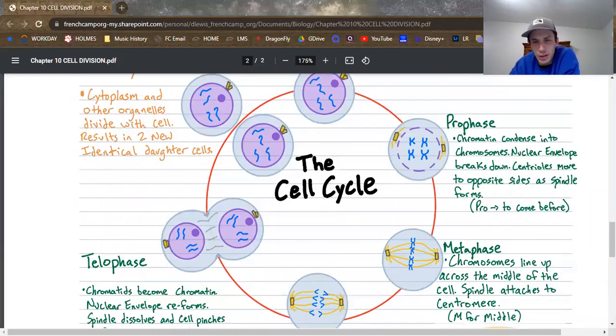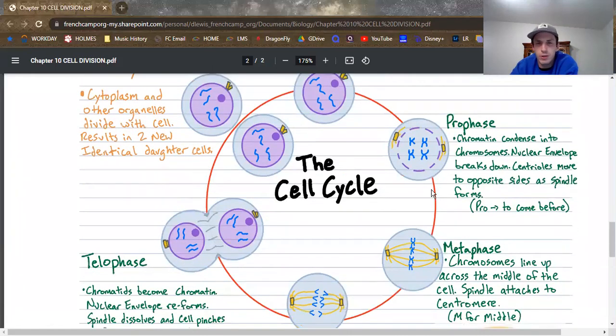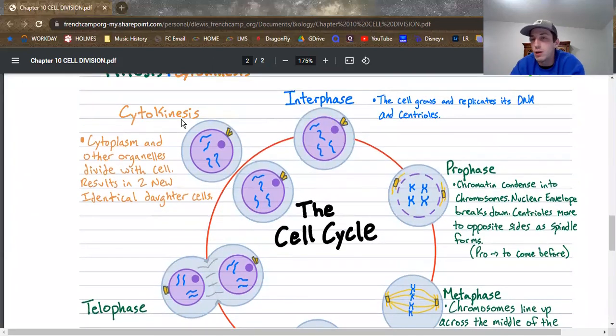After we have done mitosis, PMAT, the next step is cytokinesis. And if you're like, wait a second, I thought this was the cell cycle and division. PMAT only deals with the splitting and dividing of the nucleus. Everything else gets divided in cytokinesis. So the word here means cell movement, and there's literally a moving, splitting of the cell here. So cytoplasm and other organelles divide with the cell. The result is two new identical daughter cells.